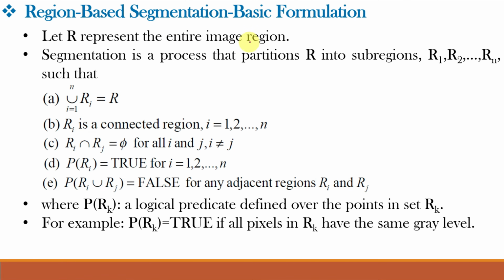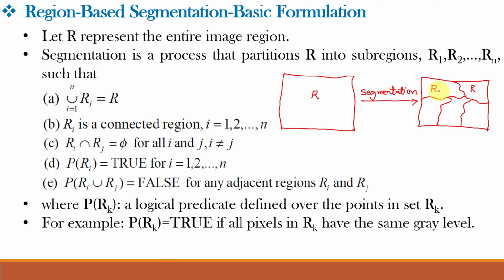Let R represent an entire image region which has got subregions as R1, R2 up to Rn. So this is the region R for which we want to do the segmentation into R1, R2 up to Rn. So these are the conditions that must be satisfied for region-based segmentation. The first condition states that the union or sum of all the regions equals the whole image. In other words, all pixels in an image must be assigned to some region. Number 2 says that each region is contiguous and connected. The third condition says that the intersection of any pair of adjacent regions equals the empty set or null set. That means each pixel belongs to a single region only and hence there is no overlap between the regions.